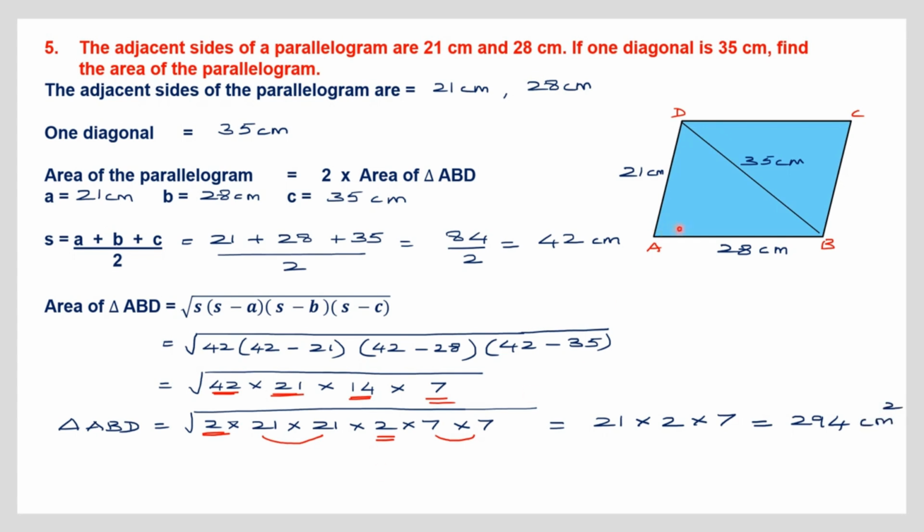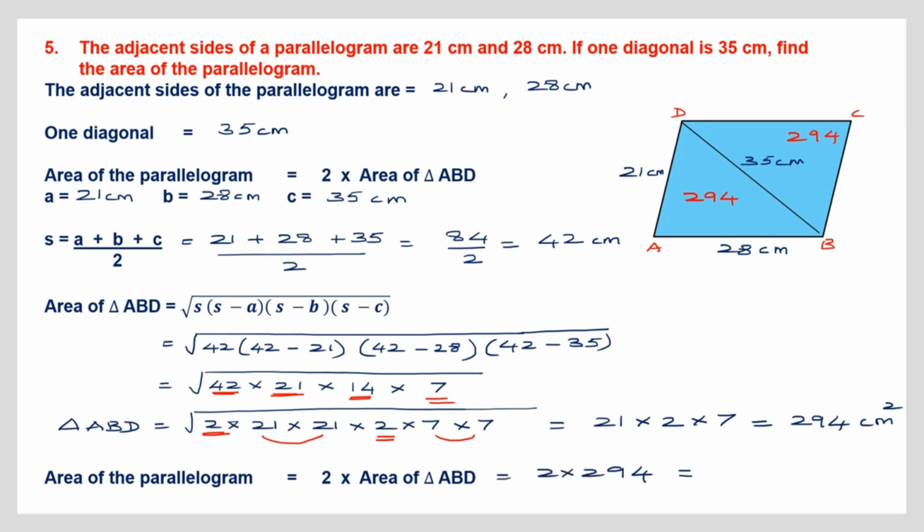So let's go back to the figure. We have found the area of ABD, this is 294. If this is 294, this will also be 294. So we can add up both, 294 plus 294, to get the area of this parallelogram, or we simply multiply 294 into 2. So the area of the parallelogram is 2 into the area of triangle ABD, which is 2 into 294. That will be equal to 588 centimeters square. So we have found the area of the parallelogram, and that is 588 centimeters square.